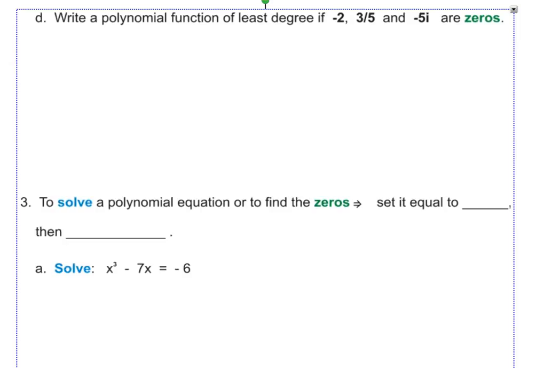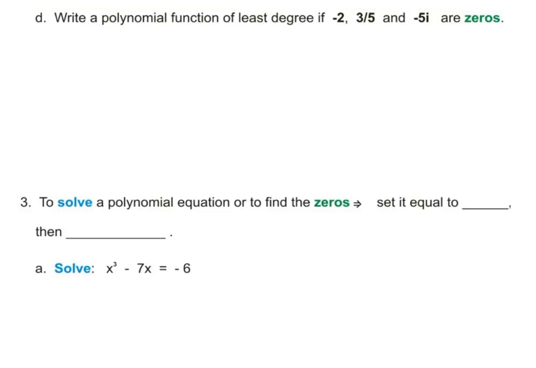Okay, so here's the second scenario. Write a polynomial function of least degree if 3/5 and -5i are zeros. Now we're going kind of backwards. In the first example, they asked you to find the zeros. In the second example, they give you the zeros and they want the polynomial. What polynomial produced these zeros? We have to work backwards, and sometimes for students that's a little difficult, so let me try my best to make it make sense for you.